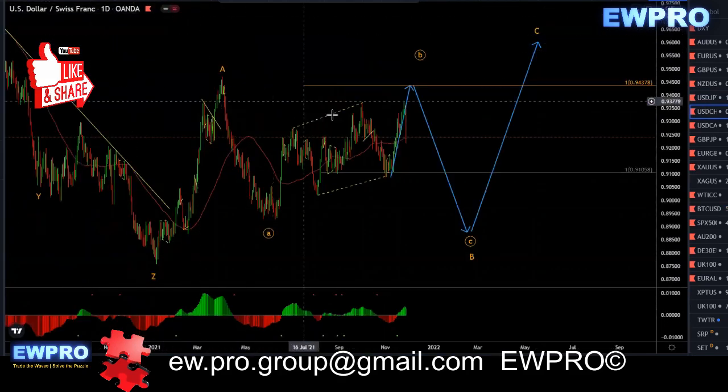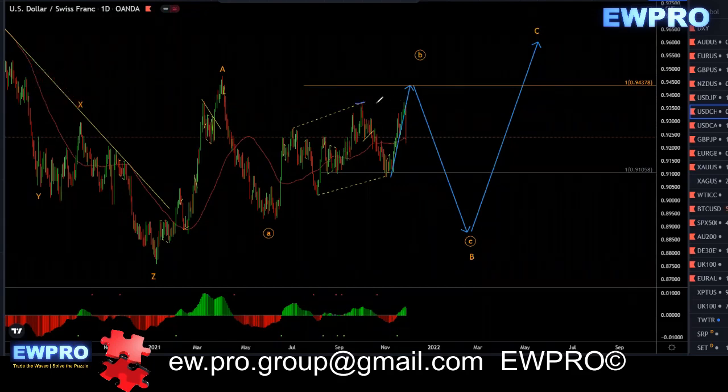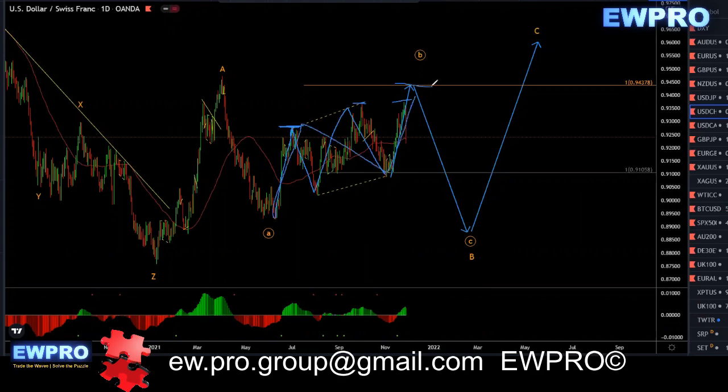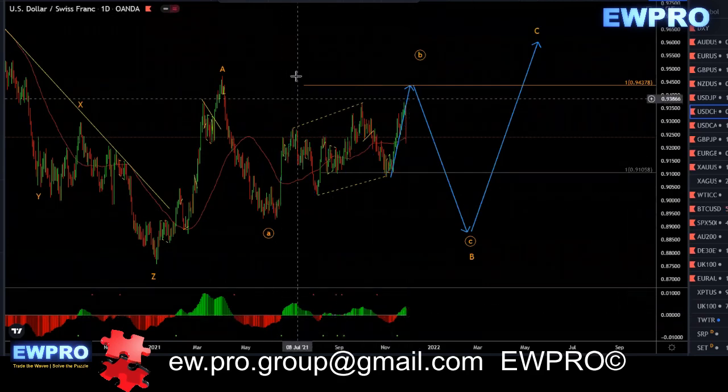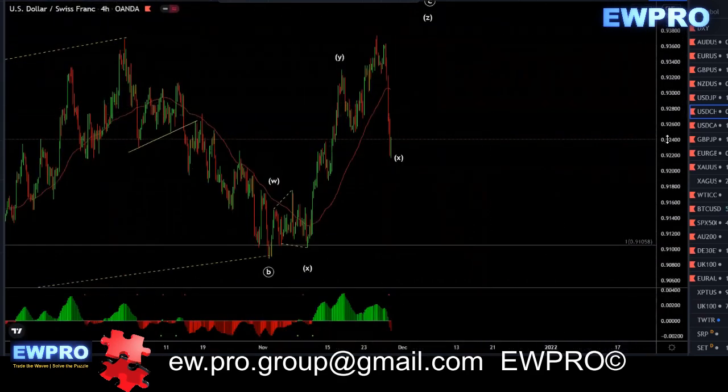The Swissy on the daily, so this one completed its structure as well this week. We broke above this high here, and it completed it like I said last week. All it had to do was break above this A wave here. Like we got an A, B, C, then you get that A, B, C. It didn't get up to the 100 fib, but it completed its structure. So this may be over. We haven't got the cross down on the MACD, but it may be over.